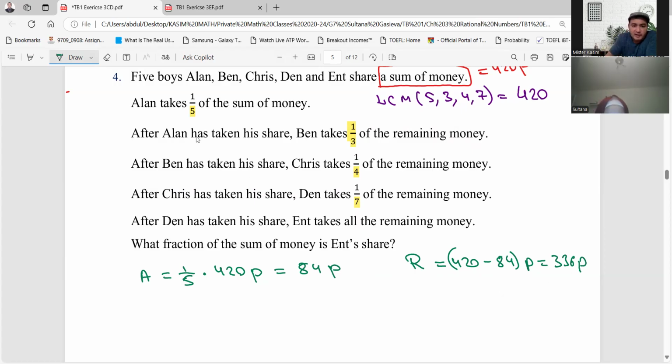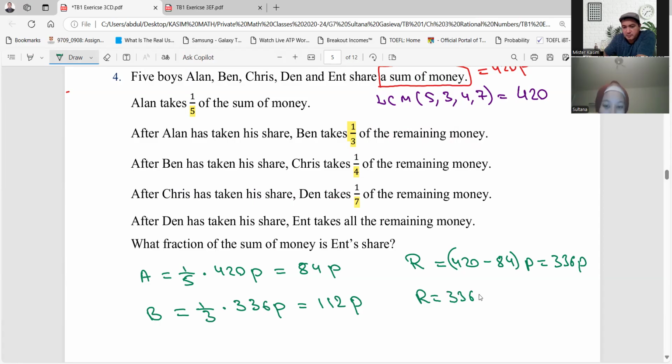And after Alan has taken his share, Ben takes 1/3 of the remaining money. So Ben takes 1/3 of the remaining money. Remaining money is 336p, which is equal to 112p, right? So now remaining, we had this much money, 336p, right? Ben already took this much money, 112p. So that's equal to 3 minus 1, it is 2, and 6 minus 2 is 4. So we have this much left now.